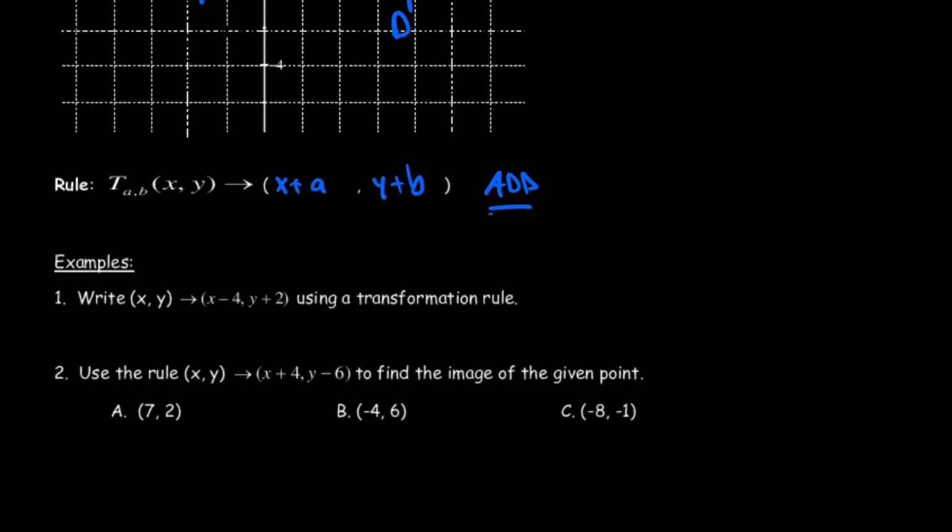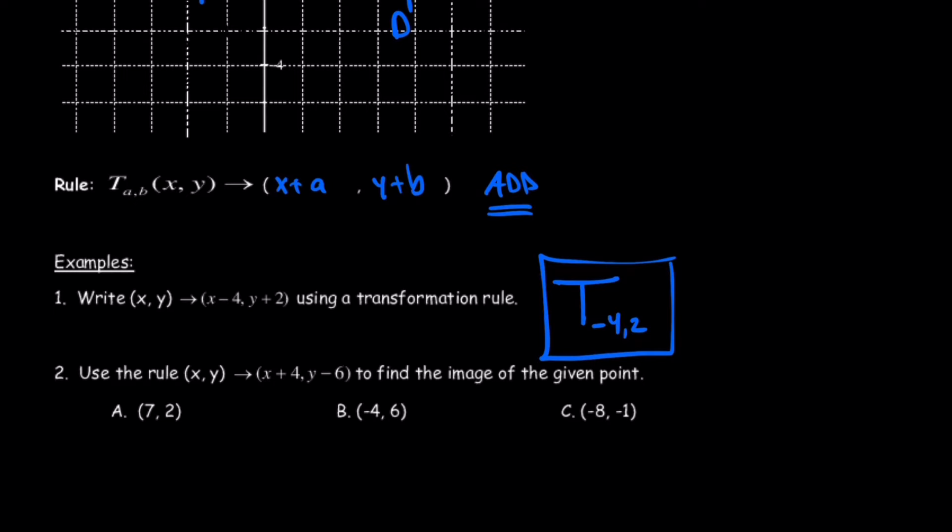And you can just think of adding. So you'll be given a translation with an x component and a y component, and all you do is add those to the x and to the y. All right. First example. It says write xy is mapped to x minus 4, comma, y plus 2 using a transformation rule. So what we need to do is figure out, well, what's this doing? It's just subtracting 4 from the x and adding 2 to the y. This is very simple. It's a translation, so capital T, -4, comma, 2.